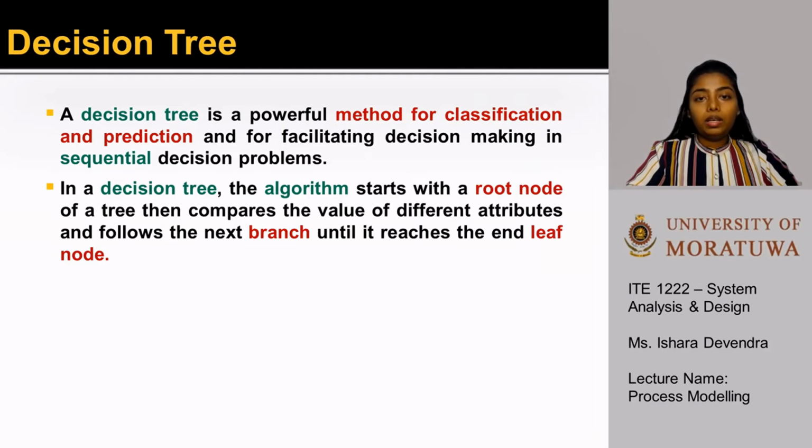In a decision tree, the algorithm starts with a root node of a tree, then compares the value of different attributes and follows the next branch until it reaches the end leaf node. This allows an individual or organization to weigh possible actions against one another based on their cost, probabilities, and benefits.